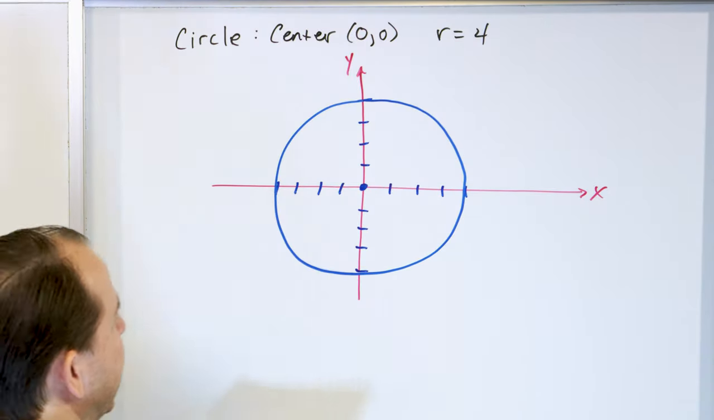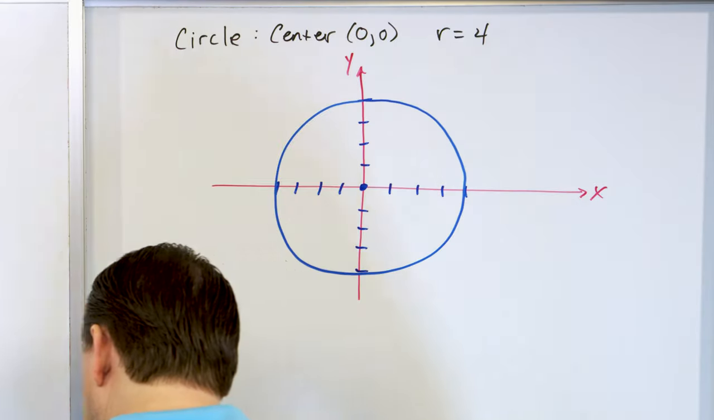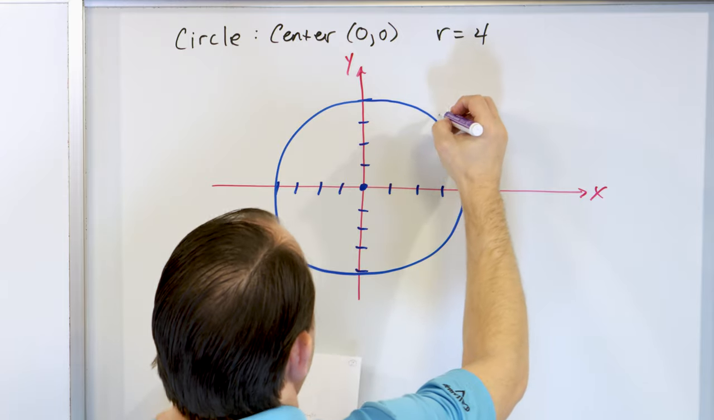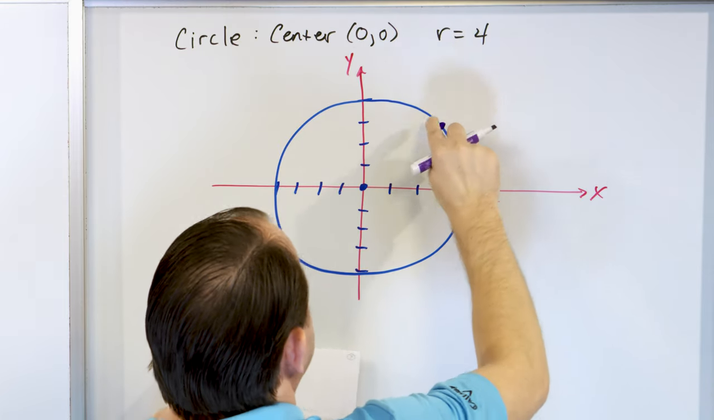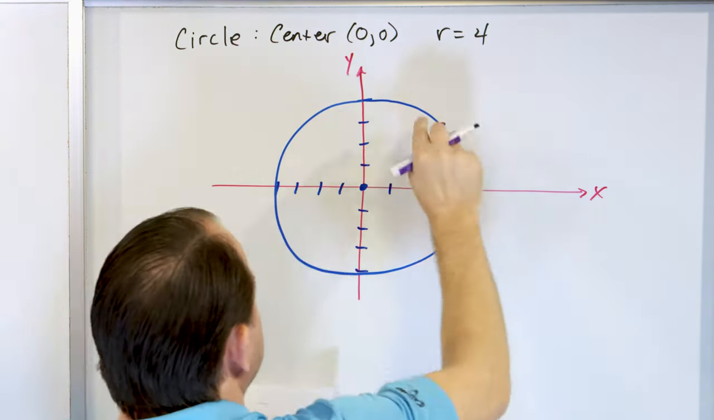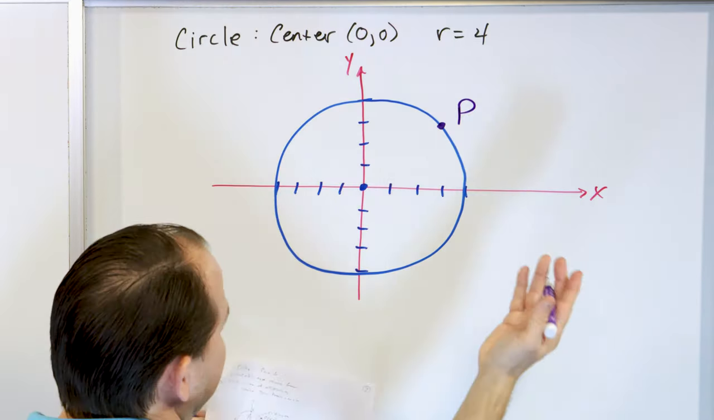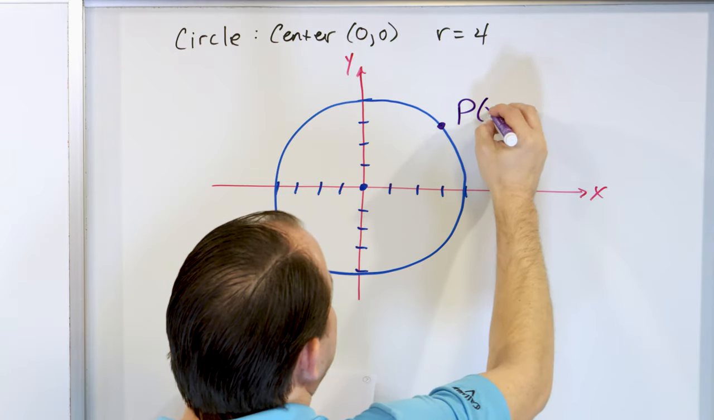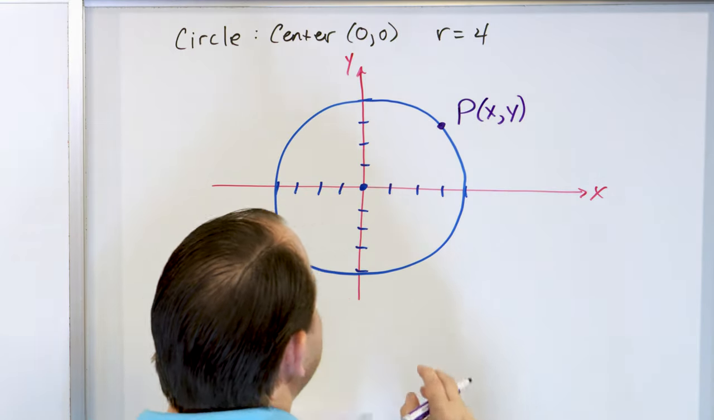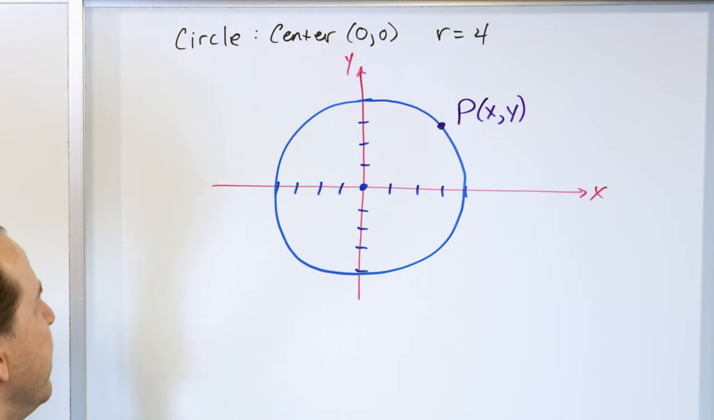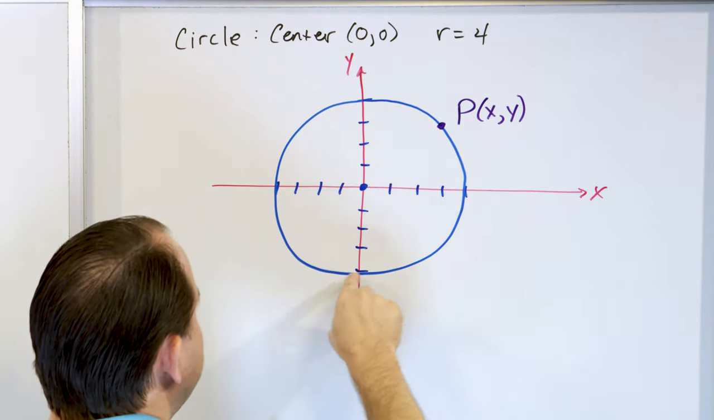Well, let me switch colors actually. Up here, we're going to say that the points on this curve, there are infinite points, of course, on this blue curve, but I'm just going to pick one of them right here, and I'm going to say it's point P, because that makes sense. And this point P has a value X, comma Y. Now, we're saying that the blue curve really is the set of all points P, right? So there's a point P here, another point P here, another point P here.